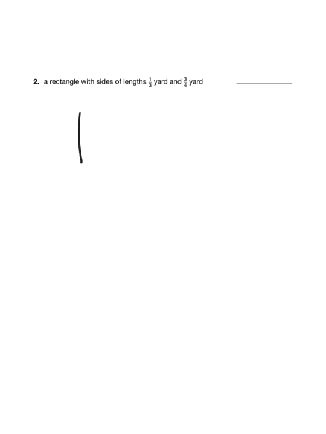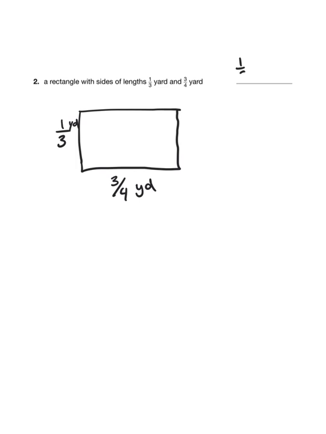Okay, for number two, we're working with a rectangle. One side has a length of 3/4 of a yard. And the other side has a length of 1/3 yards. So we're going to do 1/3 times 3/4. Multiply the numerator, multiply the denominator. And don't forget your unit of measurement, which is 3/12 square yards.